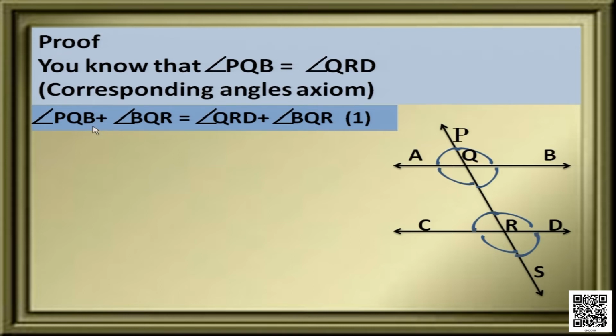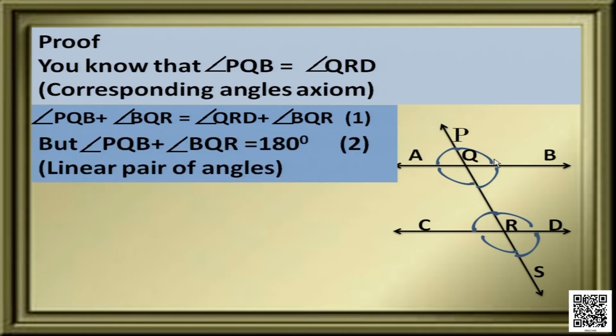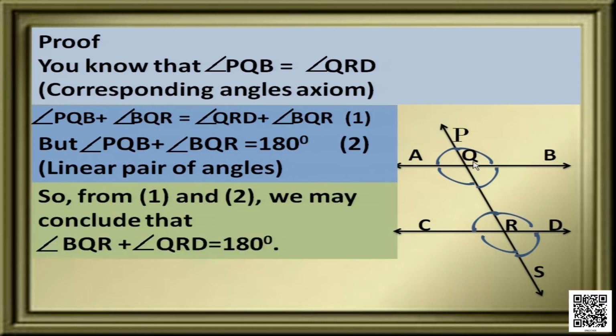So, on both sides we have sum of two angles. Now, see PQB plus BQR. What is relation between these two? In this case, QB is a ray that stands on PS. So, PQB and BQR, these two are linear pair of angles. Similarly, from 1 and 2, here PQB plus BQR is 180 degree. So, this part is 180 degree. So, QRD plus BQR will be 180 degree. So, we can write from 1 and 2, we may conclude that BQR plus QRD is 180 degree.